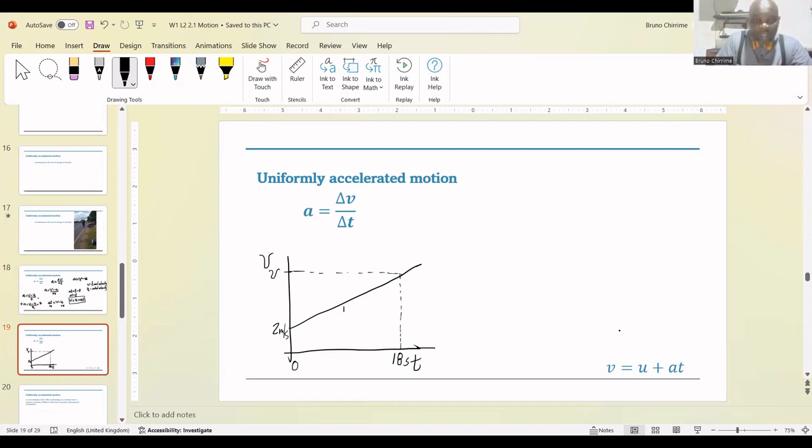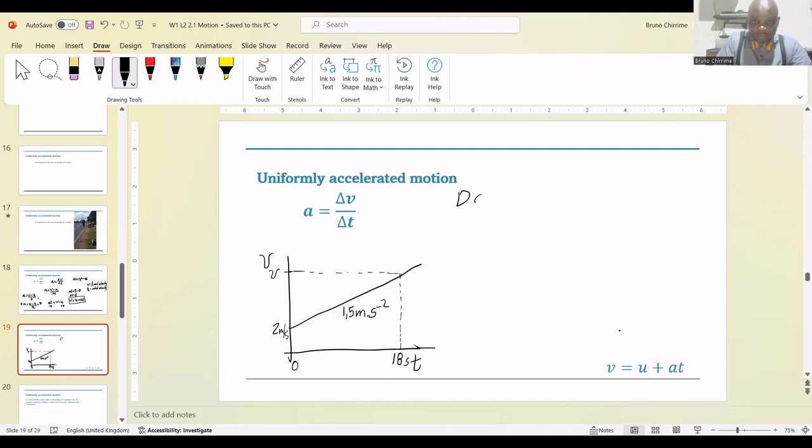So 1.5 meters per second squared is acceleration. So what data do we have? First, we lay out our data. We define what data we have on hand, and we define what we want to calculate. So first we have initial velocity, in this case 2 meters per second.